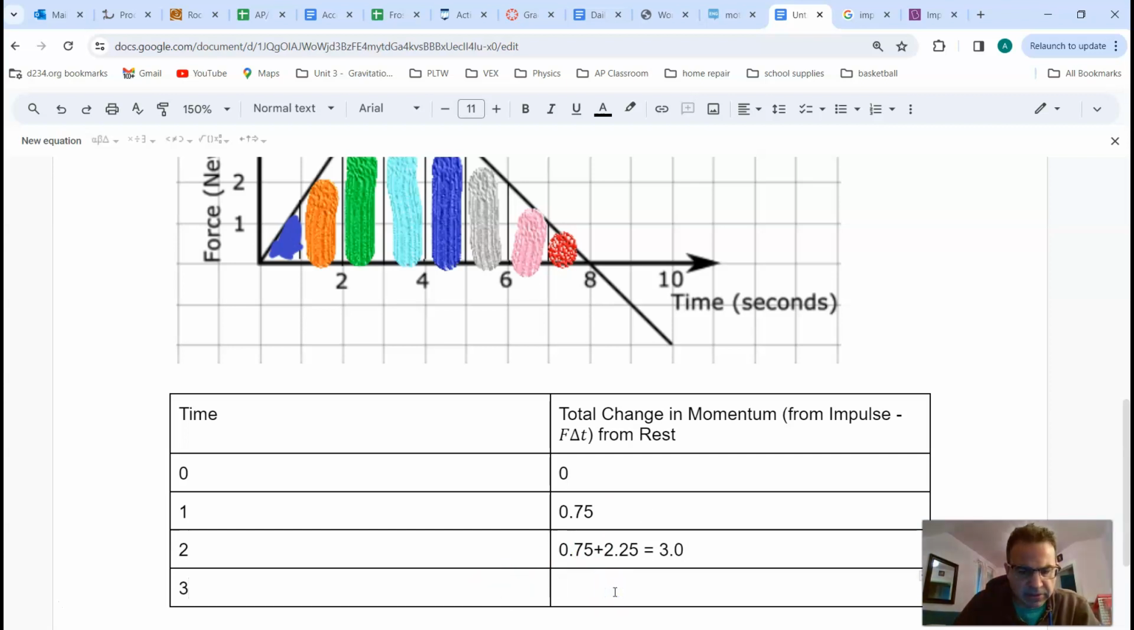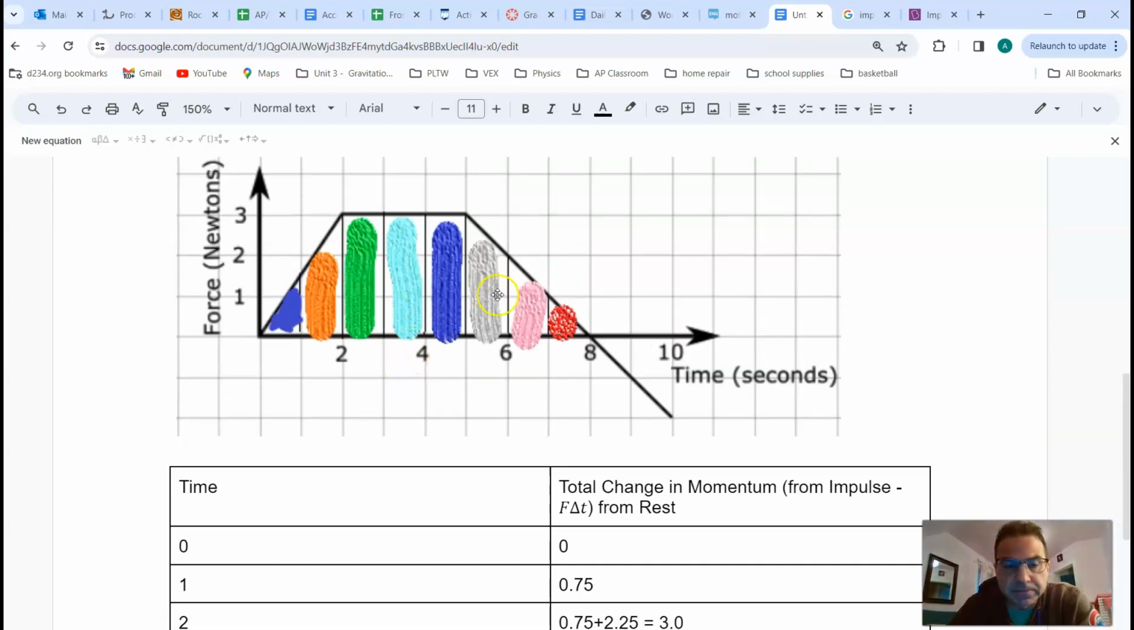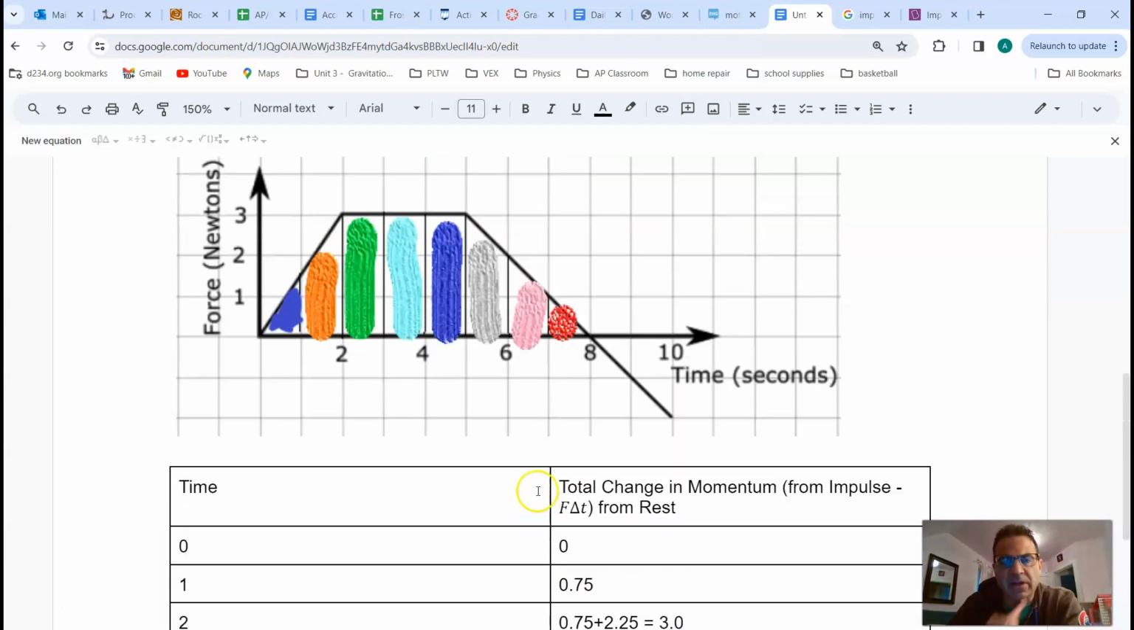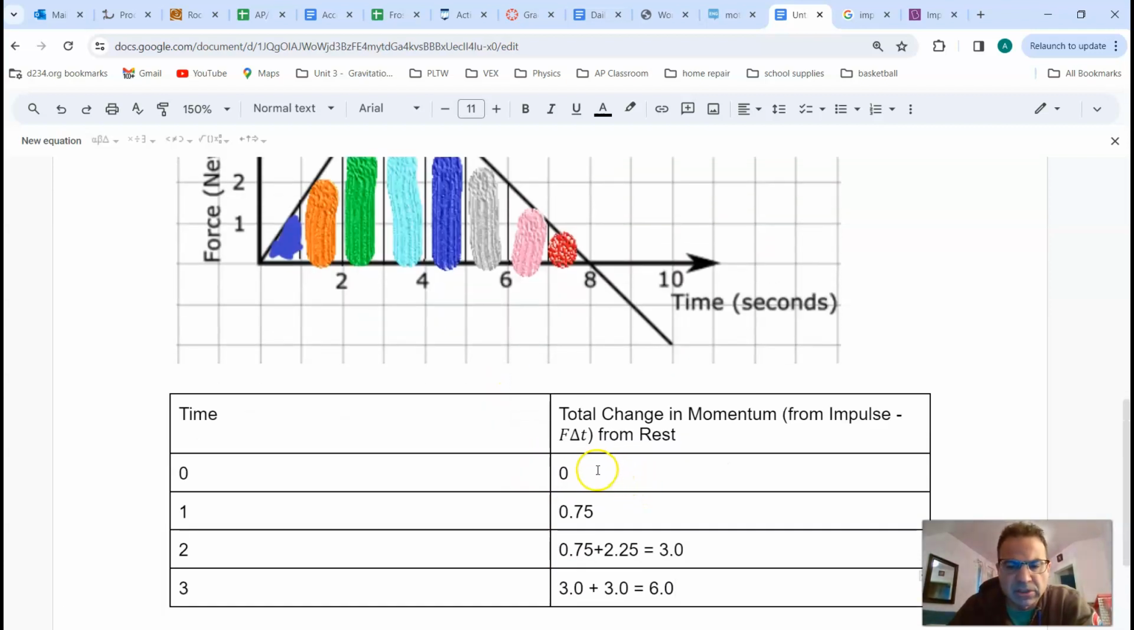Now from 2 to 3 seconds, we have the 3.0 already because the momentum is increasing due to this continuous force that happens to be growing. Now the force levels off, but because the object's experiencing a net force, it's going to experience a change in momentum. So the area of this would be 3 times 1. It's just 3. So the total change in momentum would be 6 from the time that it starts, and so on and so forth.